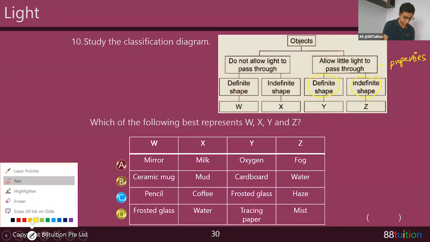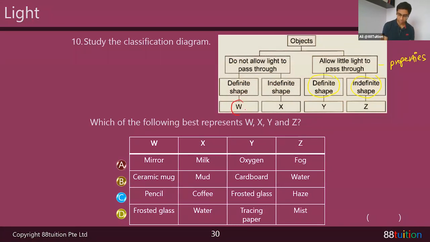Okay, shall we? Let's pick up a red color pen. It's the clearest here. W first. The rest, let's erase. Let's look at W. It does not allow light to pass through. All of these allow light to pass through except frosted glass, which allows some light, but the rest don't allow light, right? So it's good.